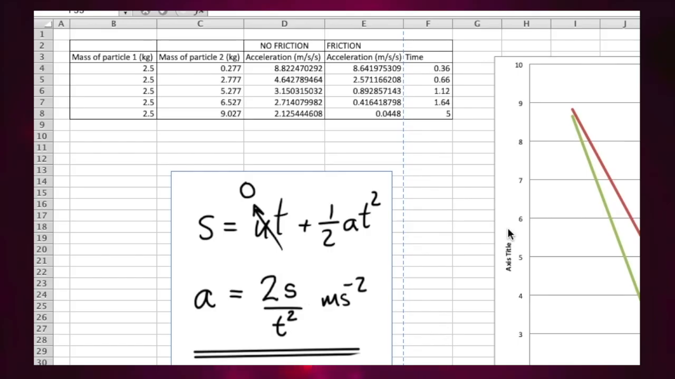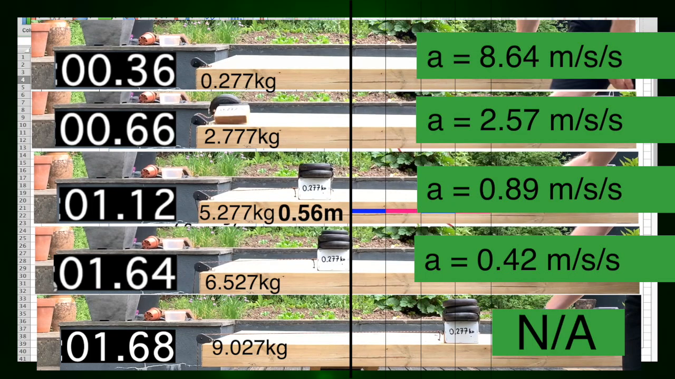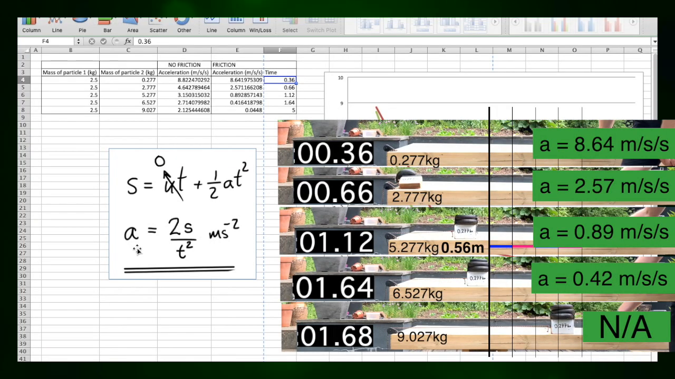Okay, so we took these values, the time it took for each particle to travel 56 centimetres, and we've input those values into this column here, into the time column. And what I've done is I've used the suvat equation s equals ut plus half at squared, rearranged it, and used that to work out my acceleration. And I've put them in here.